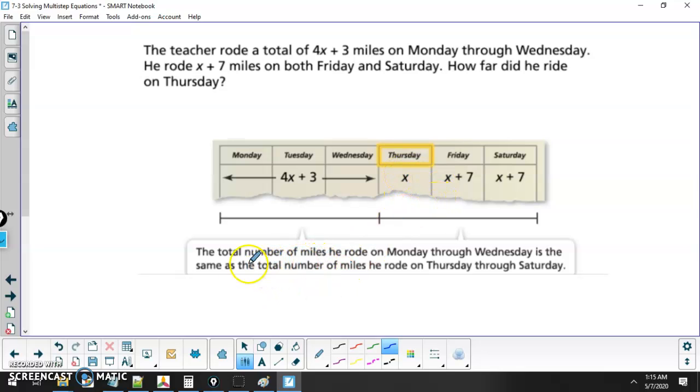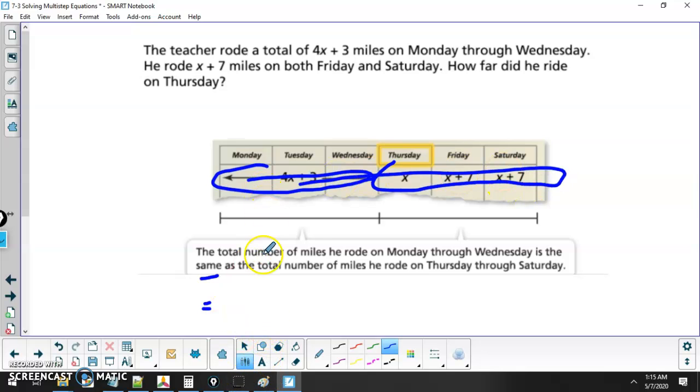Okay, so they don't really tell you this, but this is key to the problem. The total number of miles he rode on Monday through Wednesday is equal to the total number of miles he rode on Thursday through Saturday. So this chunk right here is equal to all of this chunk. So it's like he got equal halfway through the week. And I just got messy and I covered that up. So let me uncover it for you.